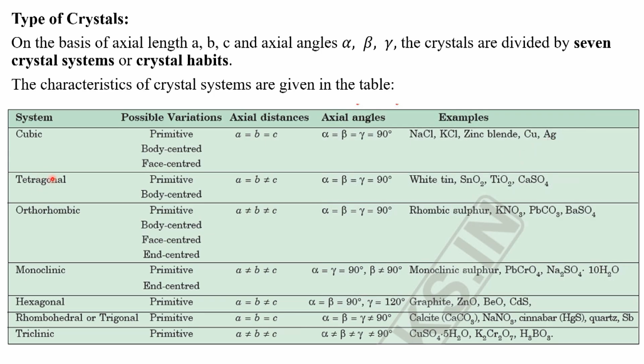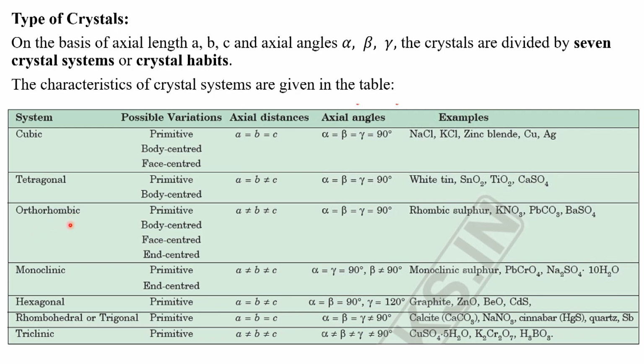Then tetragonal. The possible variations are primitive and body centered. In case of tetragonal, a = b but not equal to c, but alpha = beta = gamma = 90 degrees. Examples are white tin, SnO2, TiO2, calcium sulfate.